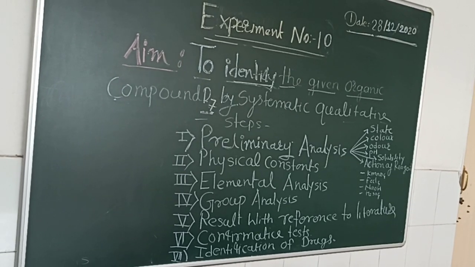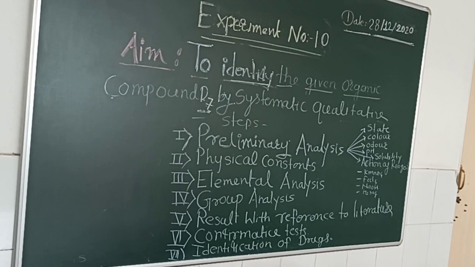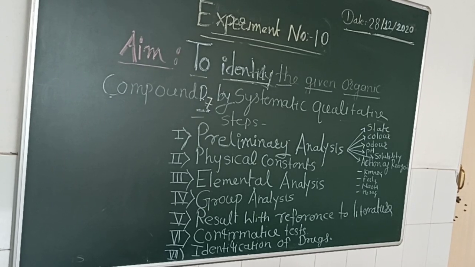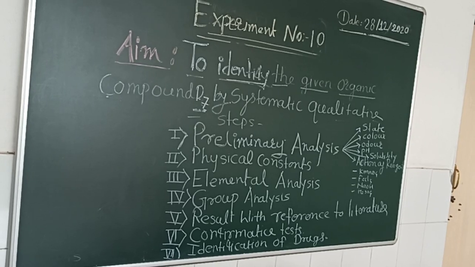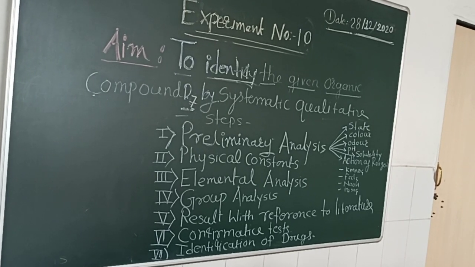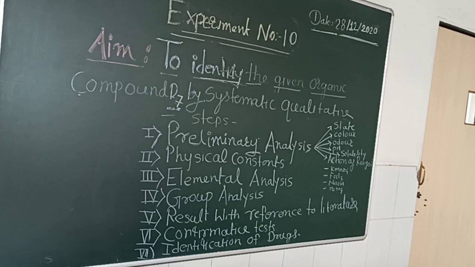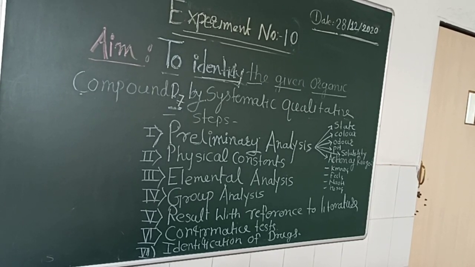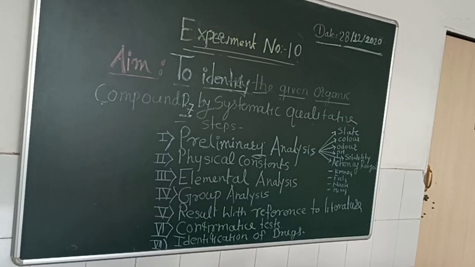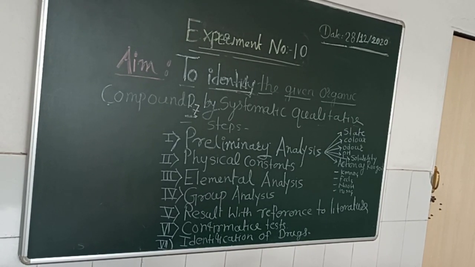See the next step, that is physical constant, determination of its melting point. As it is a solid compound, we have to determine its melting point. You know the procedure for melting point, you studied in experiment number 2. See, when we performed its melting point, it is observed that it melts at a temperature of 160 degrees Celsius.